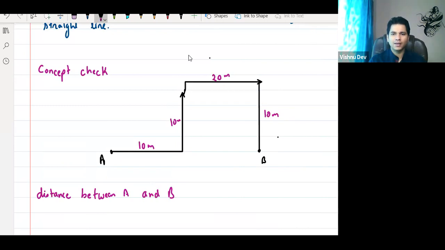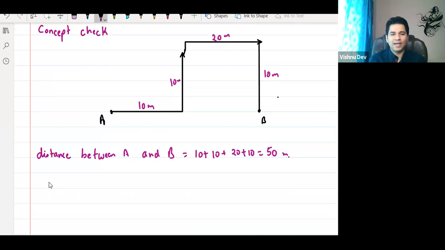Okay. Ananya, calculate. 10 plus 10 plus 20 plus 10. It is equal to what? Right? 10 plus 10 plus 20 plus 10, which is equal to 50. Yes or no? 50 meter. Now, okay, everyone is understanding this. Very good. 50 meter. But if I ask, what's the displacement between A and B?